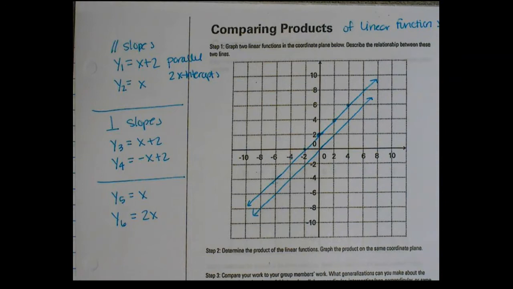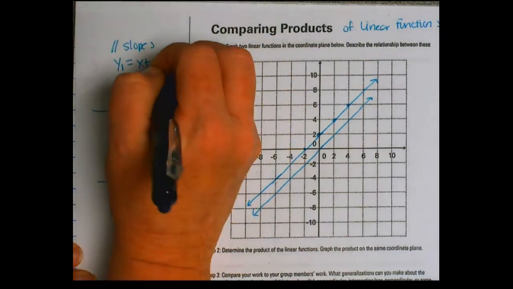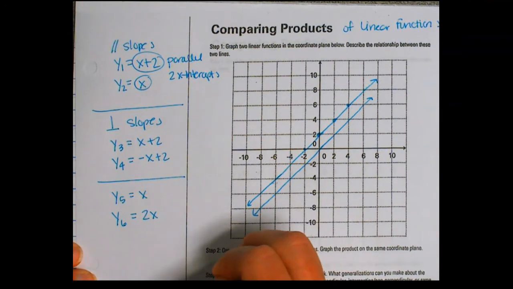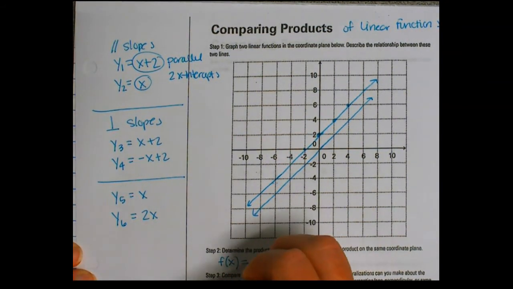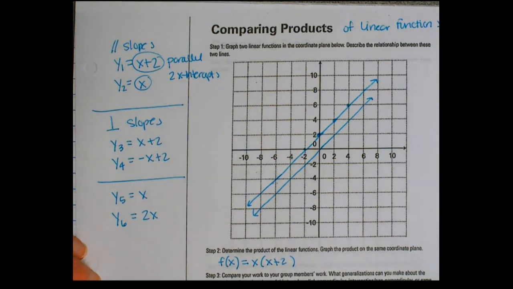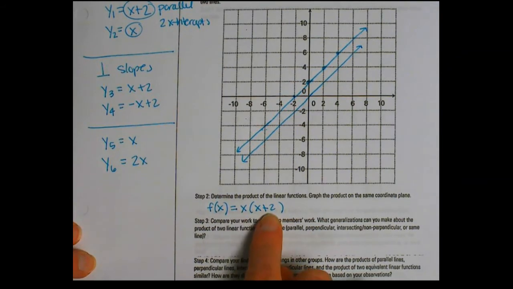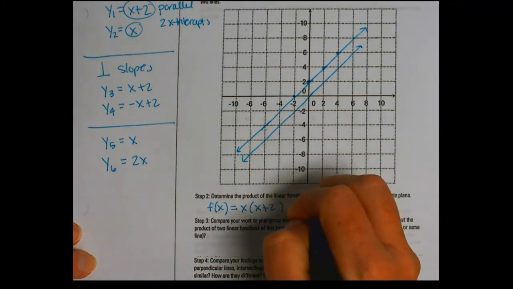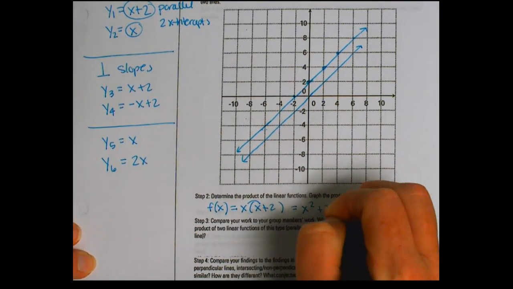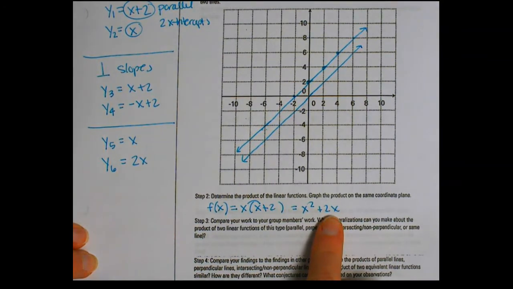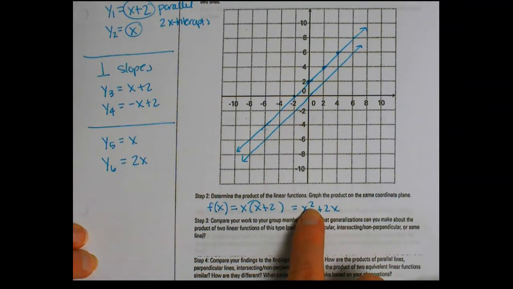So now that they're graphed, and we've talked a little bit about what they look like, these don't cross anywhere. The next part says determine the product of the linear functions, which means multiply this one times this one. So my new function, I'm going to call it f of x, equals x times x plus 2. I wrote it like that because I know this is distributive, and it makes the most sense to me to have the x in the front. So if I multiply it out, I get x squared plus 2x, and I can see that this is a new kind of function. It's not linear anymore. We did talk about linear having a degree of 1, and this has a degree of 2.